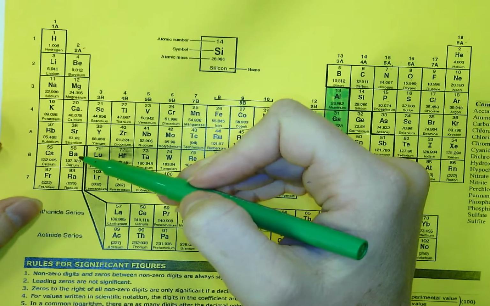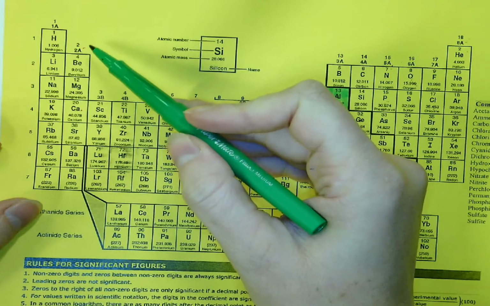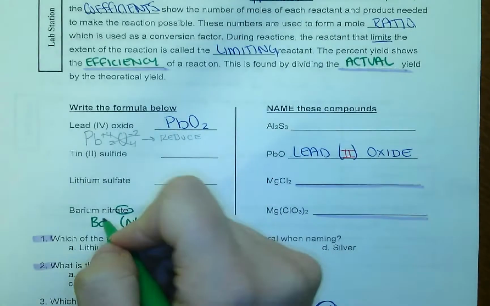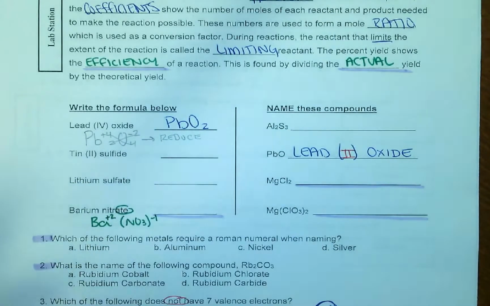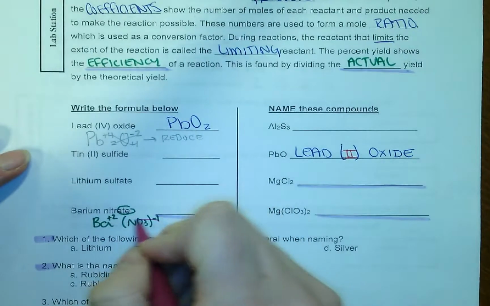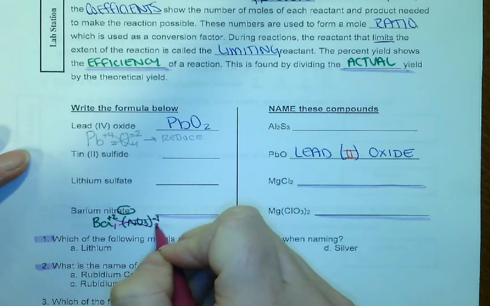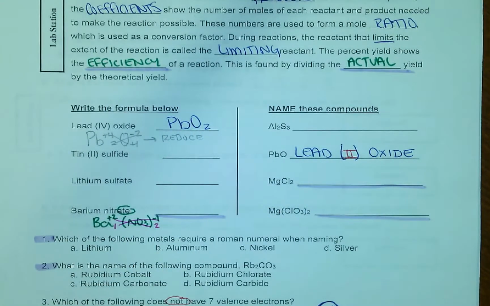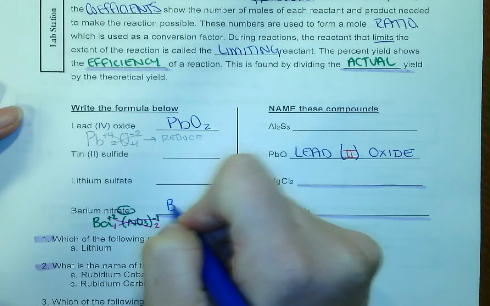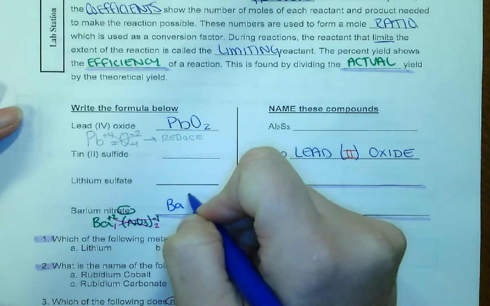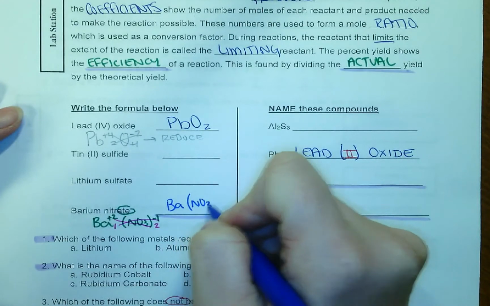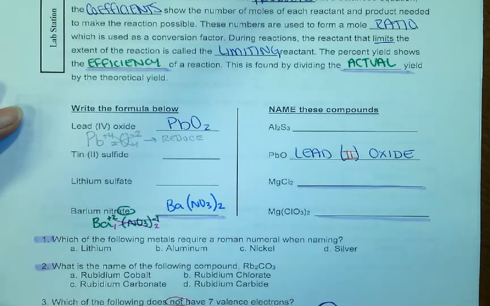So we need to find barium, and we see that it's a messy metal with 2 valence electrons. So barium will react to lose both of those valence electrons. Then we need to crisscross. This one comes here, that 2 goes there. And then reduce and erase. So our final answer should be an invisible one, NO3, 2, like that, barium nitrate.